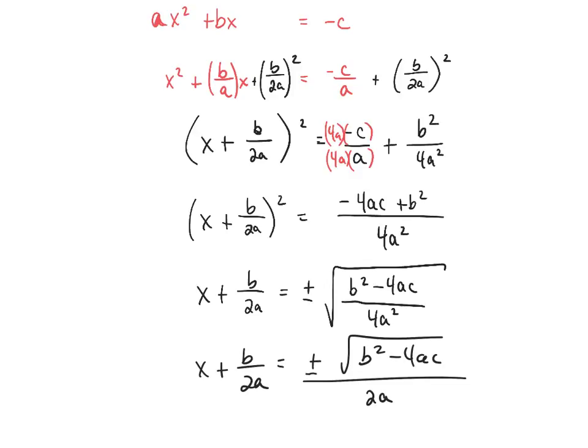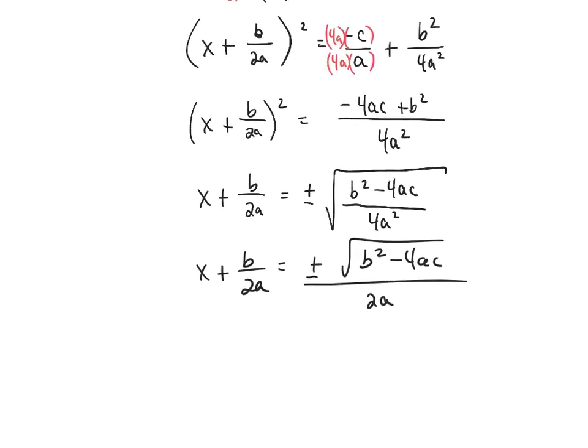How do I get rid of the b over 2a? Subtract it. On the left-hand side, I don't want this b over 2a here. My goal is to get x by itself. So I'm going to subtract this whole thing and move it over here. And when I subtract it, do you remember what I told you? Where do I put it when we solve by completing the square, Isabella? In front of the plus or minus. Very good. So I'm going to put it as a negative. That's the idea of subtraction, in front of the plus or minus.